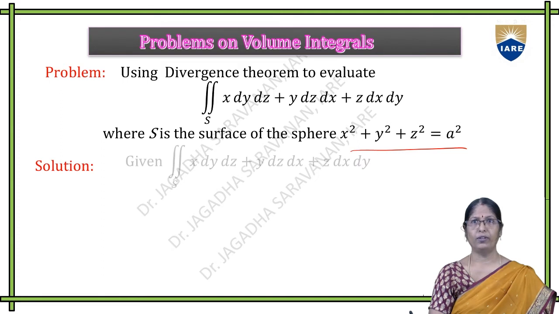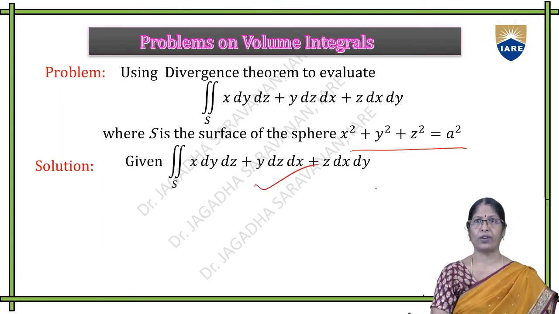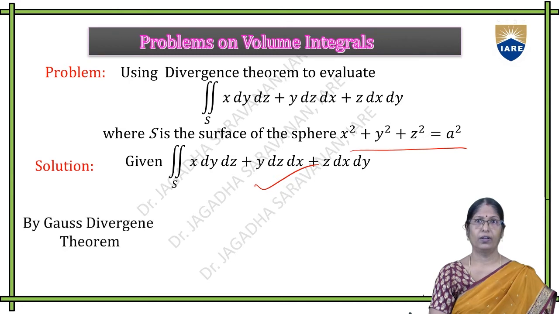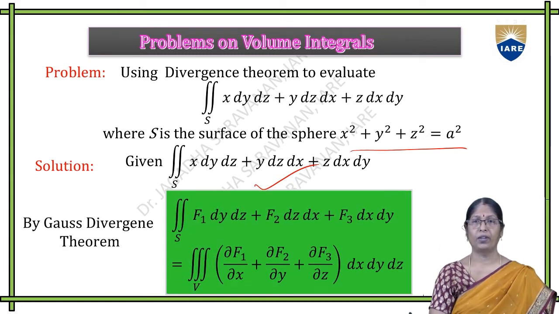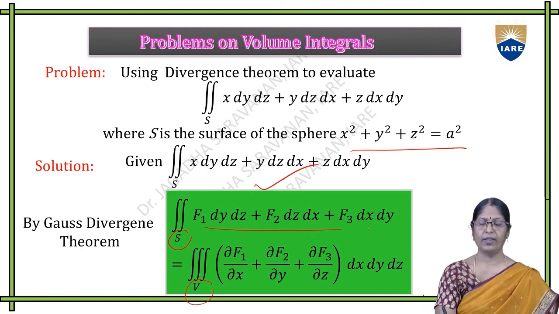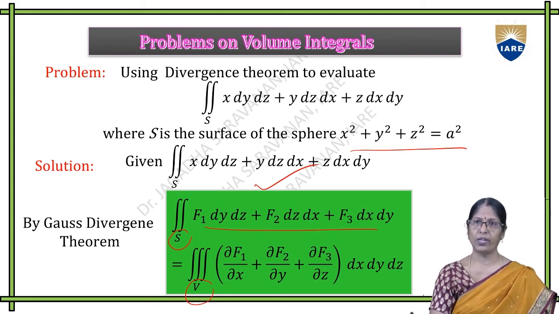We will move to the solution. The given surface integral we are writing as it is here. The Gauss divergence formula: capital S denotes the surface integral and capital V represents the volume integral. This is nothing but f dot n ds. In another format, we can write f1 dy dz plus f2 dz dx plus f3 dx dy, which equals dou f1 by dou x plus dou f2 by dou y plus dou f3 by dou z, dx dy dz.